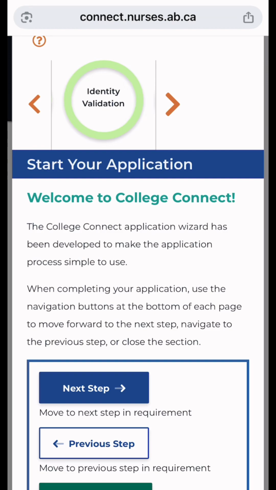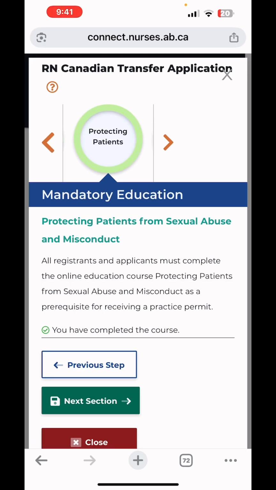When you're done with identity validation, next is the criminal record check. The criminal record check is conducted via a third party partner called Sterling Backcheck. As part of the application process for all new applicants living in Canada, Sterling Backcheck does the criminal check at no extra cost, because you already paid your fees when you started your account. Sterling Backcheck sends the results of your criminal record directly to the CNO, so you don't need to do anything for that.